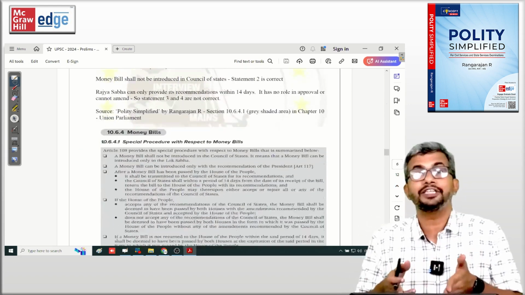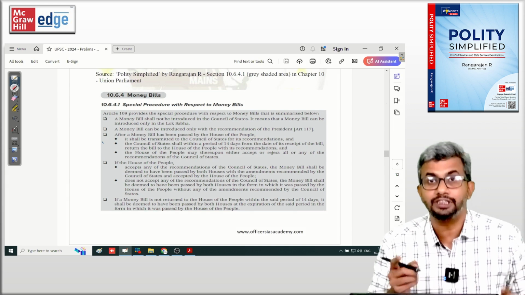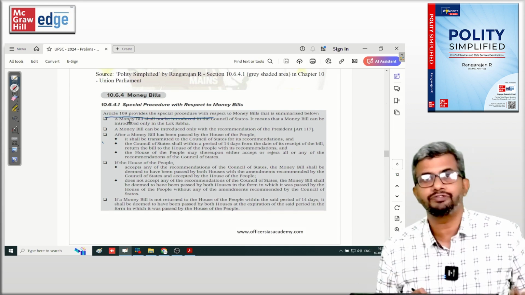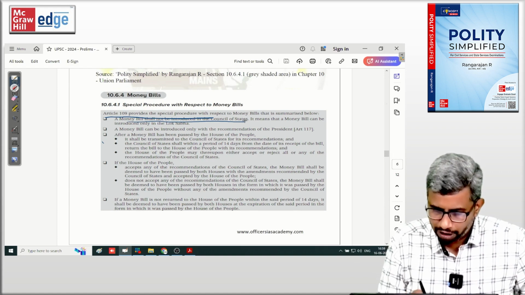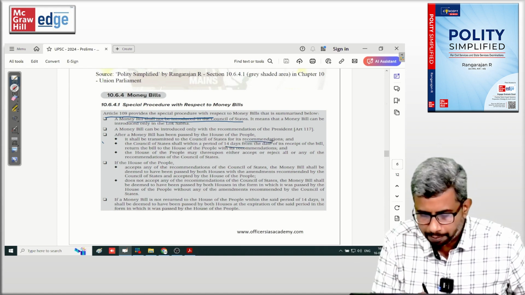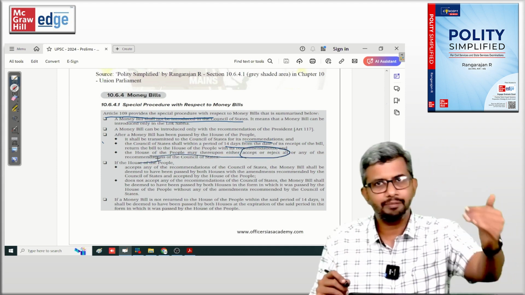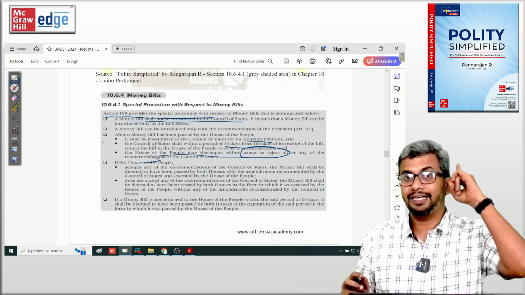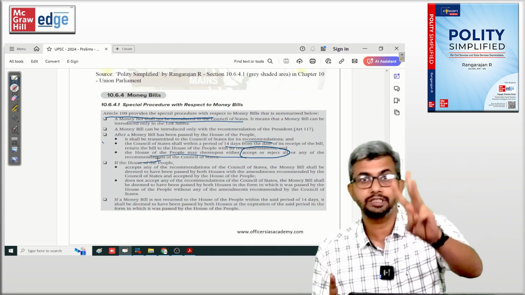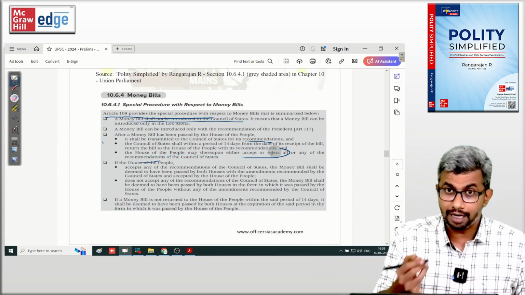And this is again a grey shaded area. Money bills. Look at this. Article 109 provides the special procedure. First statement, money bill shall not be introduced in the Council of State. Second statement, it has only 14 days to give its recommendations. And after that, House of People may either accept or reject all of the recommendations. So that automatically makes fourth statement incorrect. And it only says recommendations can be given. There is no concept of approval. So in my view, third statement is also incorrect, right? So that is again a grey shaded area.